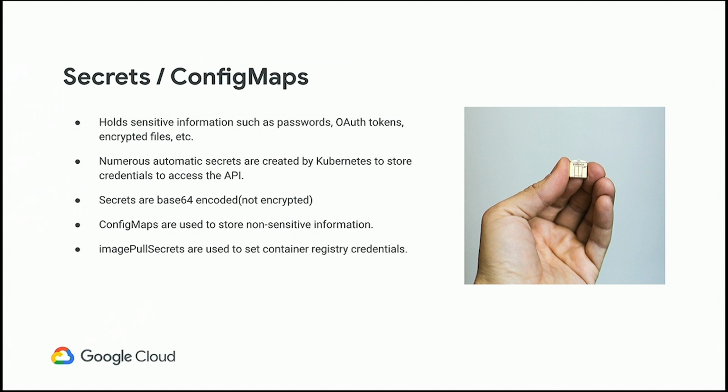And finally, secrets and config maps. These hold all the sensitive information, such as passwords, OAuth tokens, et cetera. This is obviously going to be a key component of the CI/CD process for maintaining the secrets that are going to be distributed across each environment. There are numerous automatic secrets that are created by Kubernetes to store the credentials to access the API. They're base64 encoded, not encrypted. The config maps are then used to store the non-sensitive information, and then you have image pull secrets that you utilize to set container registry credentials. That's going to be crucial when we talk about the implementation of the CI/CD pipeline and how it interfaces.